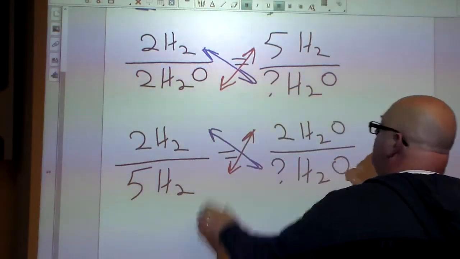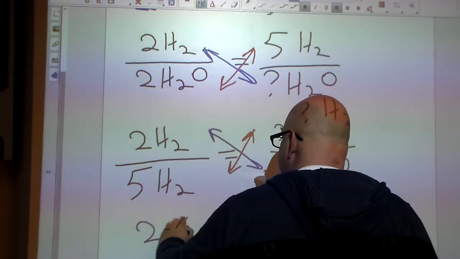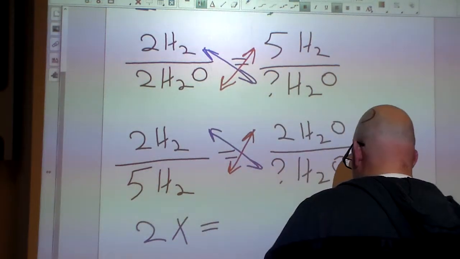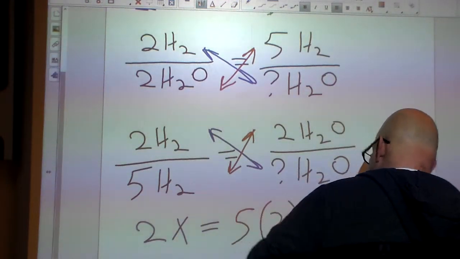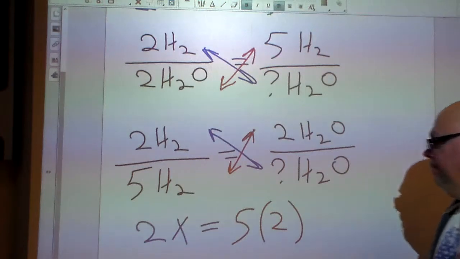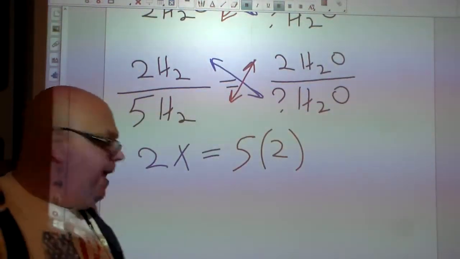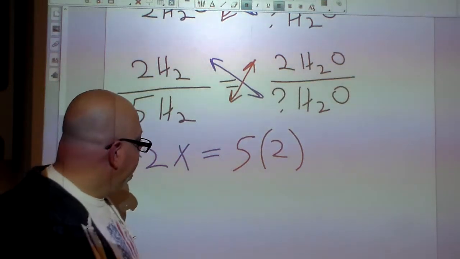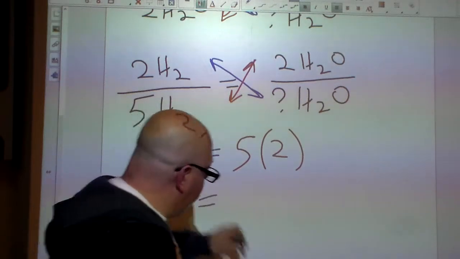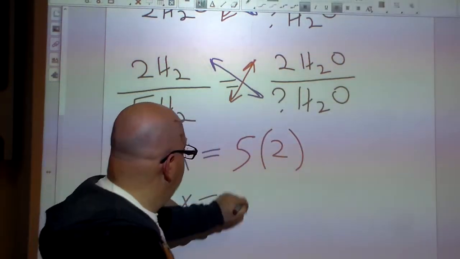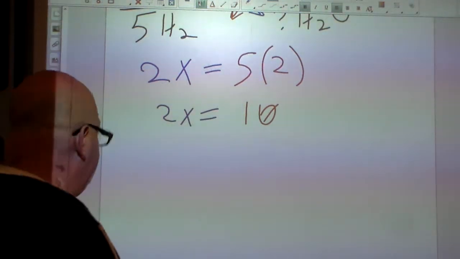So I'm going to take the blue here. Doesn't matter which one. So it's going to be 2 times x is equal to 5 times 2. Now let's work through the math. So I know that 2x is equal to 10. Let's just continue working it out here.